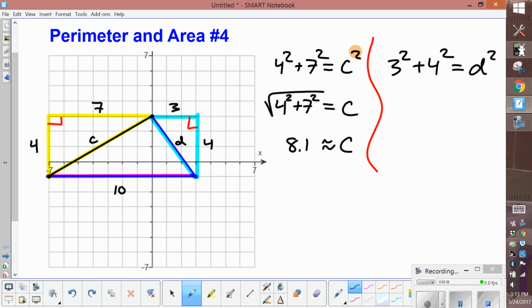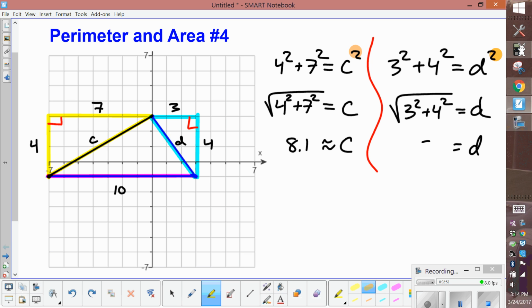And we have that same scenario. The opposite of squaring something is square rooting. The square root of 3 squared plus 4 squared equals d. And when you type this in the calculator, you're going to get d equals 5. And then for the perimeter, I just add them all up. Perimeter equals 10 plus 5 plus 8.1. And that should give us 23.1. So here is our perimeter around the whole shape.